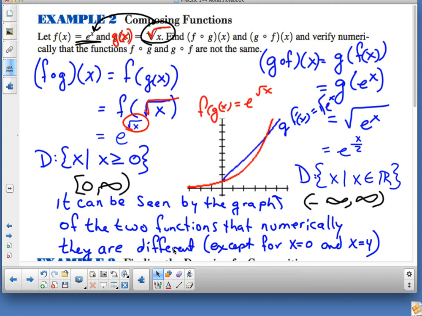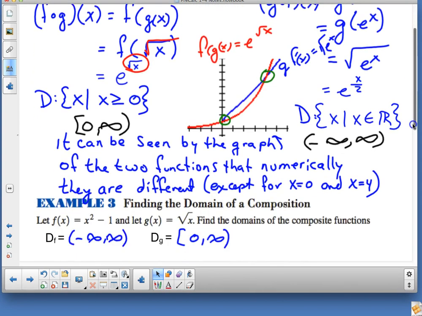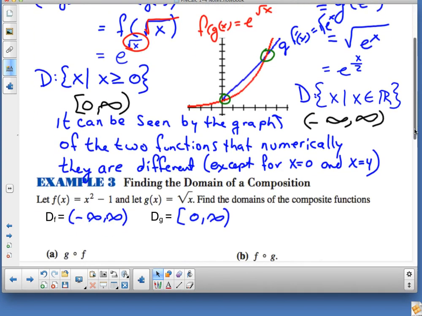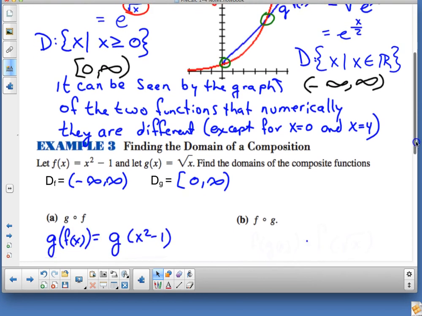But it can be seen that the graphs, these two spots here where they cross, are the only two places that they have anything in common. It can be seen from the graph that the two functions are numerically different except for those two spots. So they are different functions. Are there any questions? We're doing okay? Compositions? Okay, find the domain of our compositions.